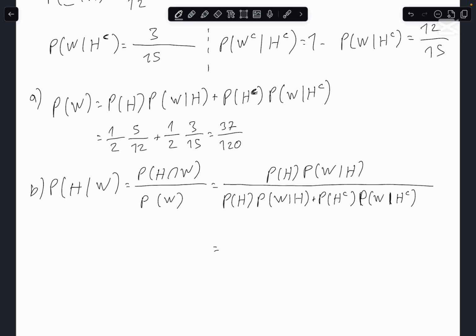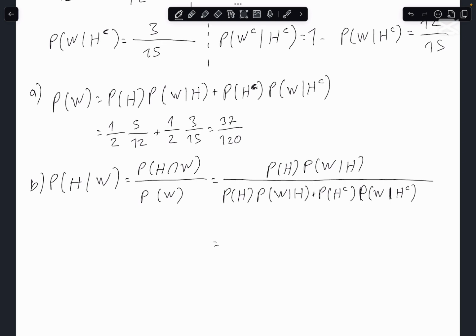So let's write the probabilities. Probability of heads is 1 divided by 2. This is 5 divided by 12. Again 1 divided by 2 multiplied by 5 divided by 12 plus 1 divided by 2 multiplied by 1 divided by 5. And the answer will be 25 divided by 37.